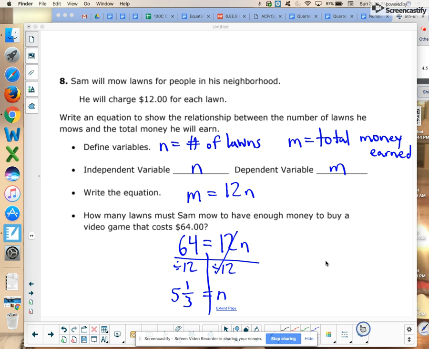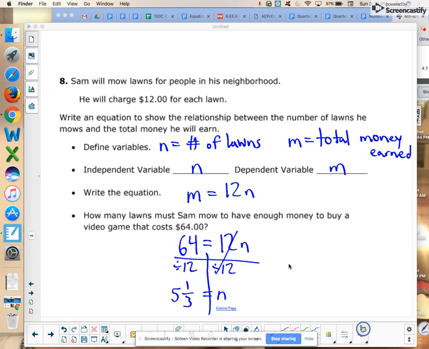All right, so we have divided by 12 on both sides, and we get that n is equal to 5 1/3. What is 5 1/3? N is 5 1/3, meaning he has to mow 5 1/3 lawns.